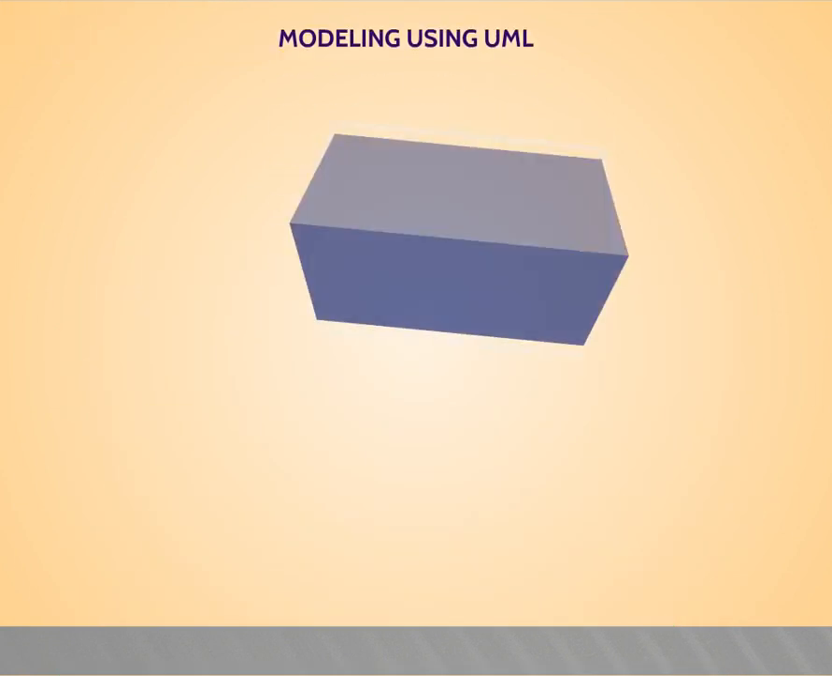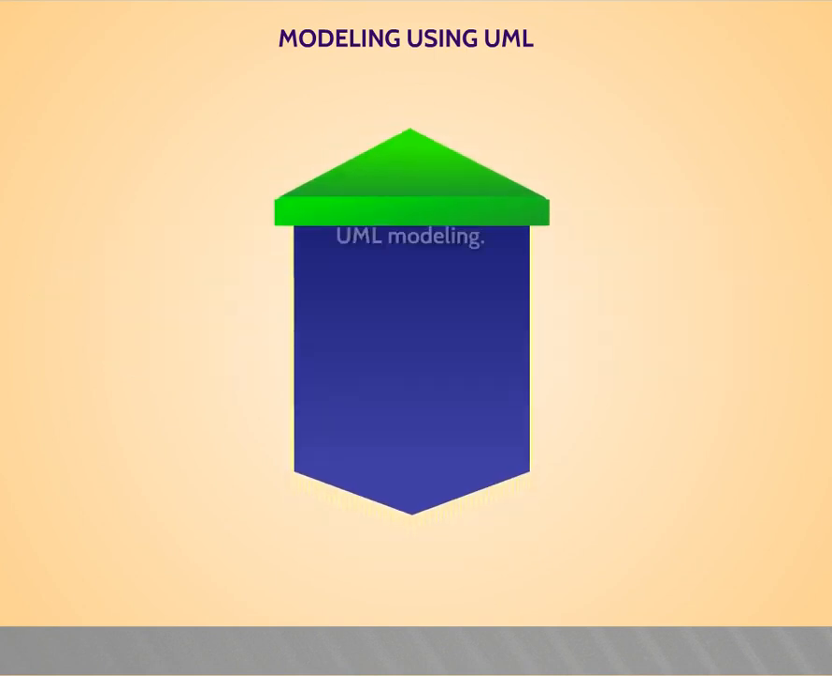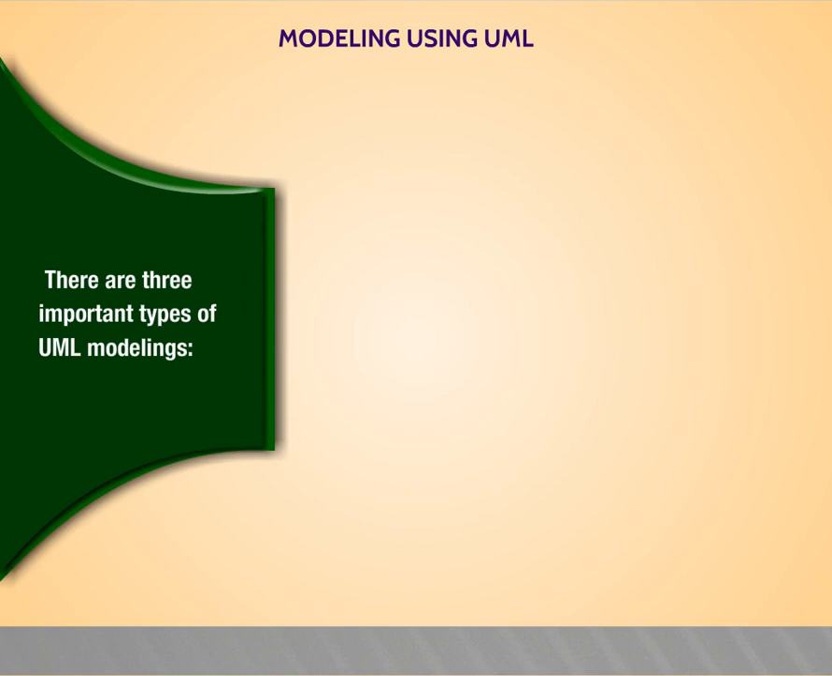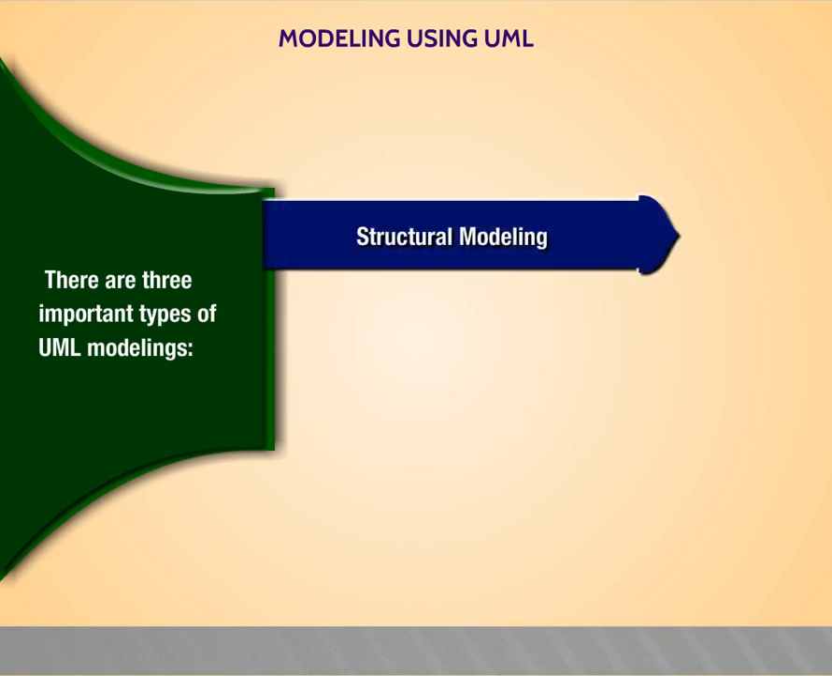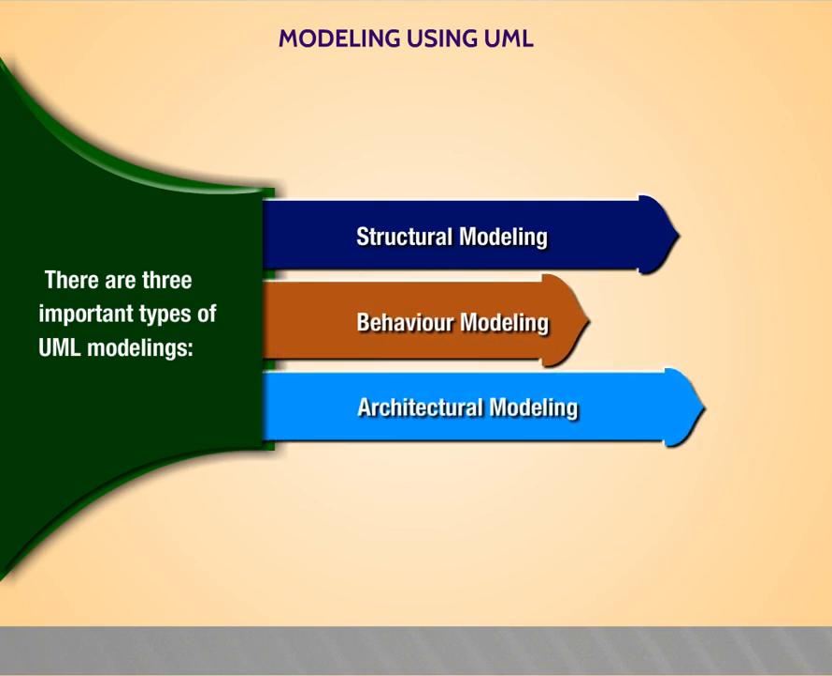Modeling using UML. UML offers 5 different groups of diagrams to model a system, much like a set of blueprints used for constructing a house. Different diagrams are used for different types of UML modeling. There are 3 important types of UML modeling: structural modeling, behavior modeling, and architectural modeling.